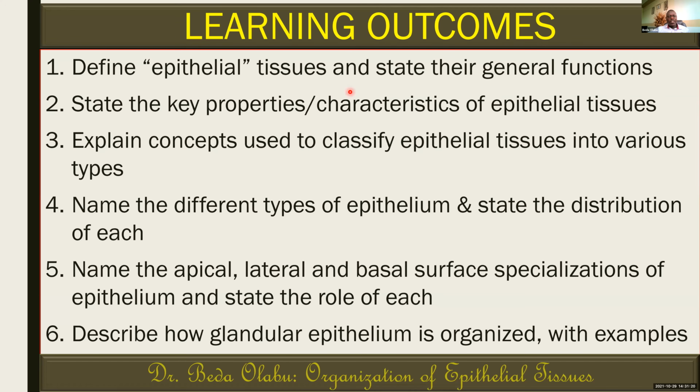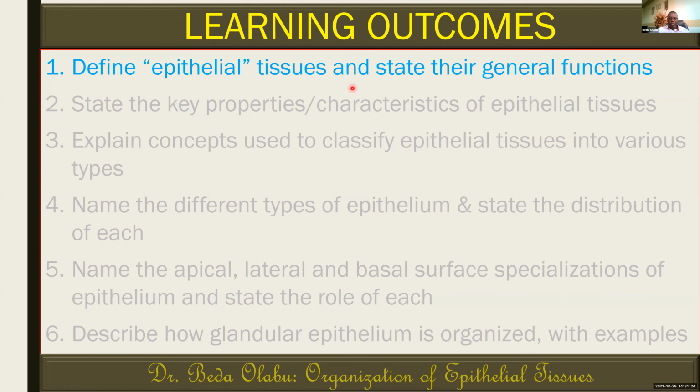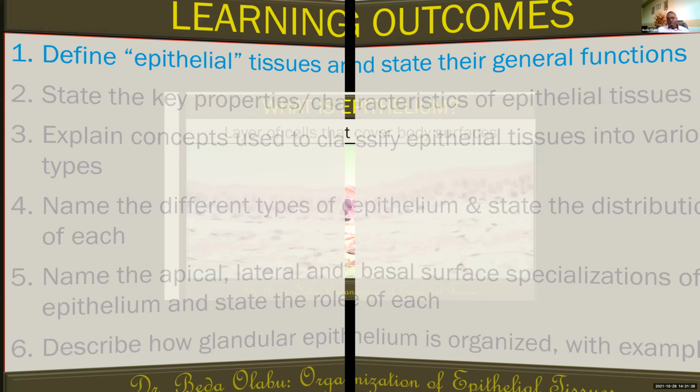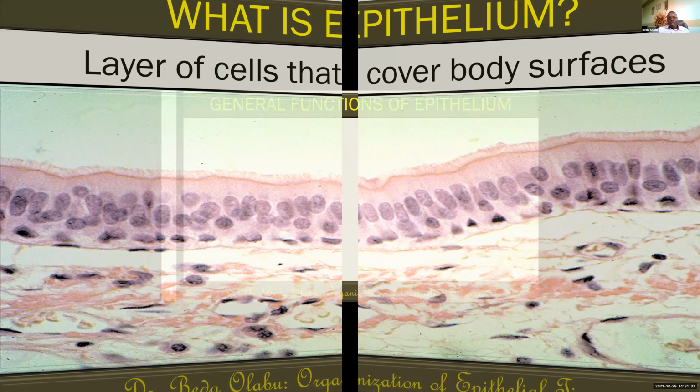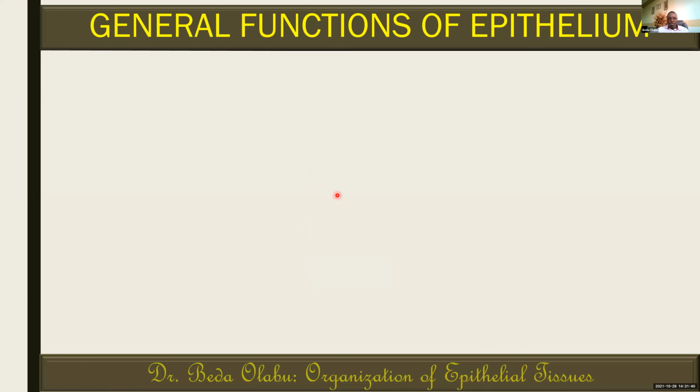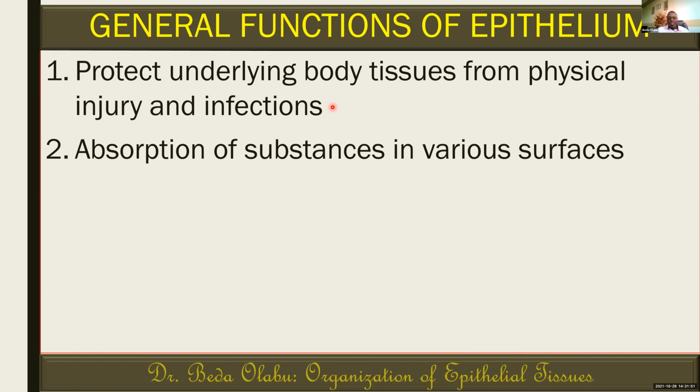Let's now address the first agenda, which is to define what is epithelium and state the general functions of epithelium. By definition, epithelium refers to the layer of cells that cover body surfaces. Having said so, what are the general functions of epithelial tissues? They tend to protect the underlying body tissues from physical injury and infections.